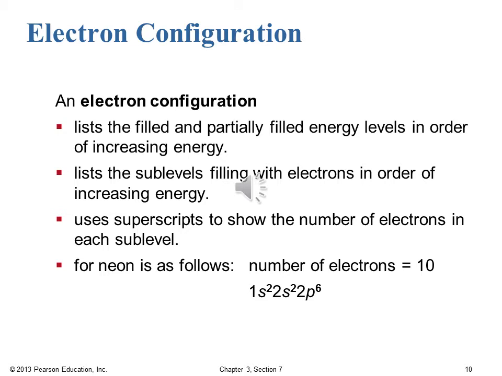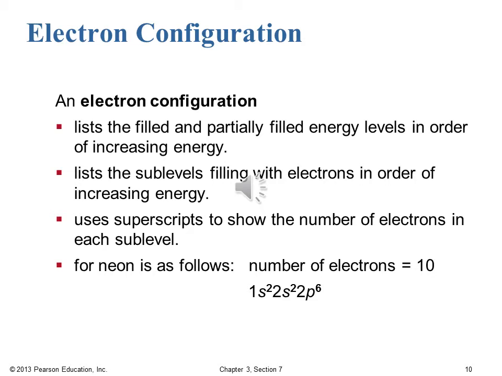So the boxes to depict the orbitals are nice. They give you a better view of all the electrons, but they're cumbersome. They take some time to make and to fill. So oftentimes, as busy scientists, we'll use electron configurations instead of those orbital diagrams.